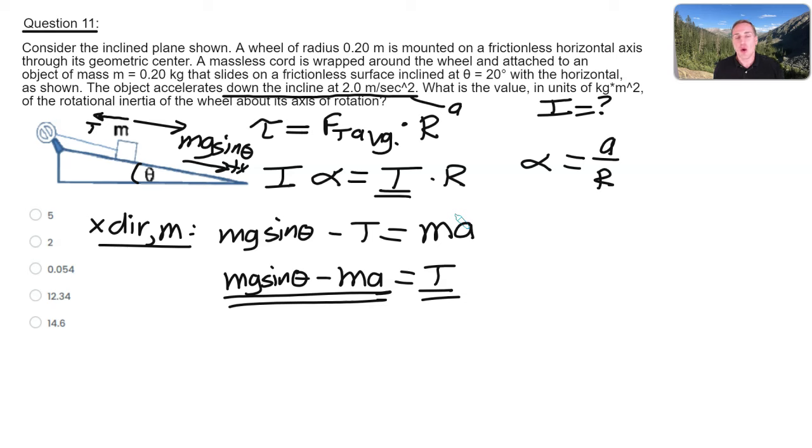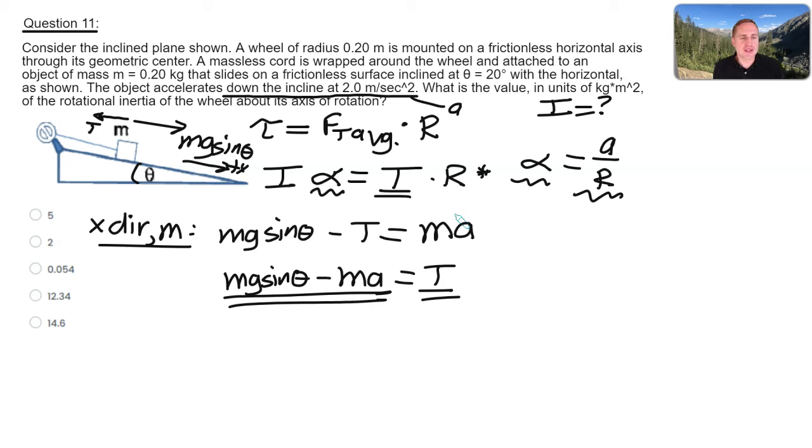How do we get that? Well, if alpha is in radians per second squared, a, the linear acceleration, is meters per second squared. You divide by meters, you get 1 over second squared, which is really, because radians is unitless, radians per second squared. So this is how we relate rotational to linear quantities. So that gets substituted into here. So what does this equation become?